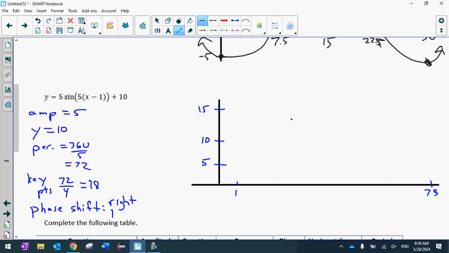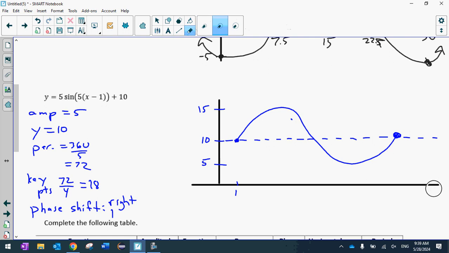All right, it's a sine curve, so it starts not at its max or min, but at its midline. It's going to start here at 1. It's going to go up, and come back down. It's going to go back down, and it's going to finish there. That's got to be 73 now, so I'll just move my 73 over a little bit. Okay, this doesn't have to be perfect. We're just showing we understand where all the important points are.